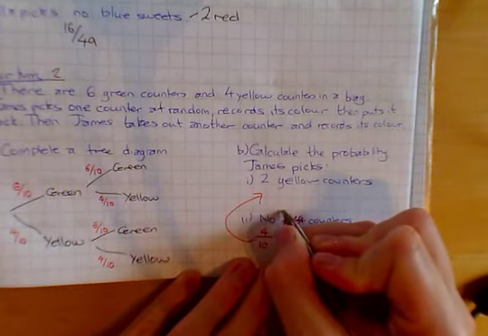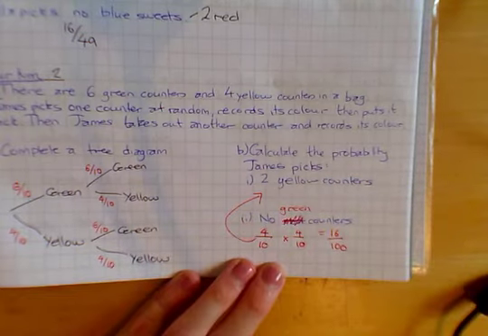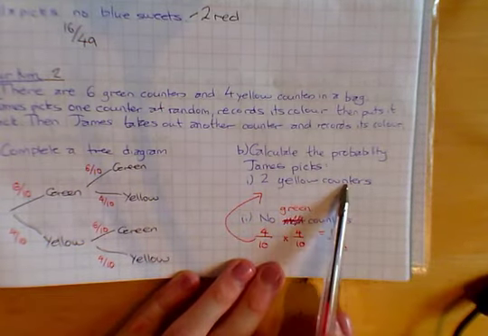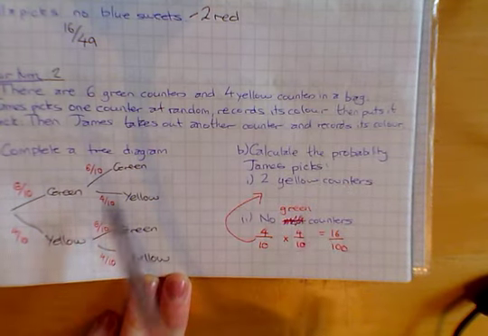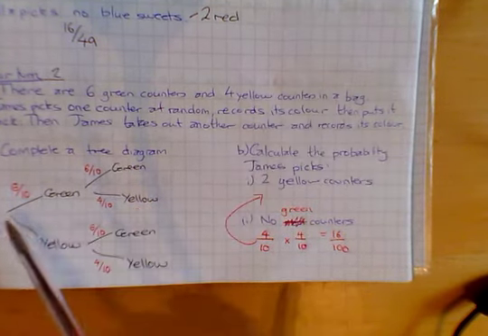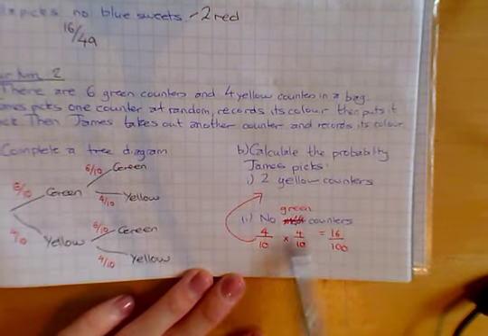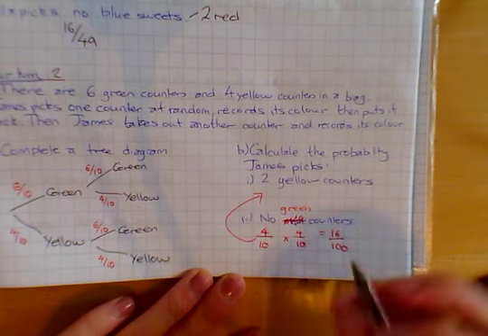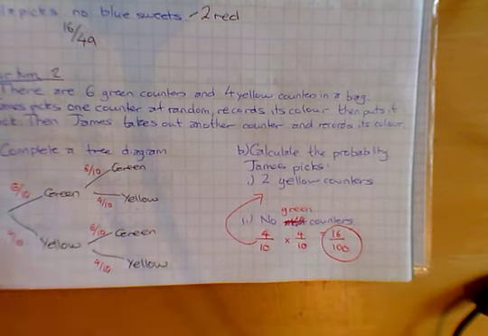But the probability that James does pick no green counters is the same answer as the probability he picks 2 yellow counters, because otherwise he picks a green then a yellow, so he's picked a green, or a yellow then a green, so he's also picked a green. So the probability that he picks no green counters is the same, so both of these answers here would be 16 over 100.